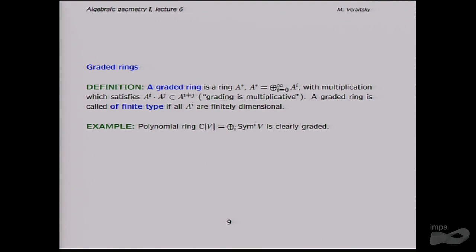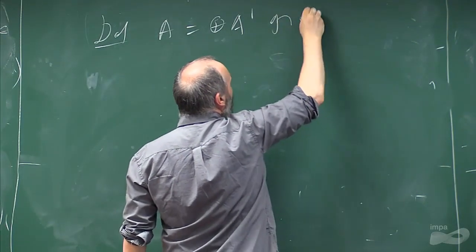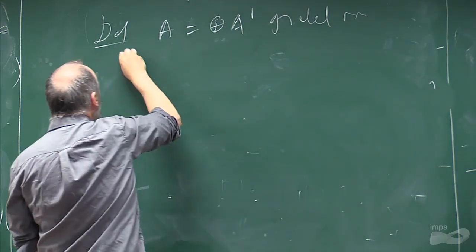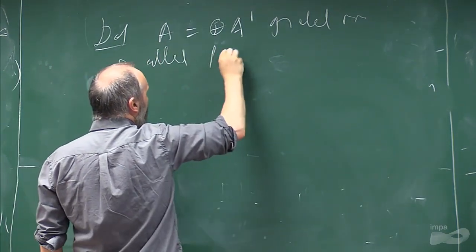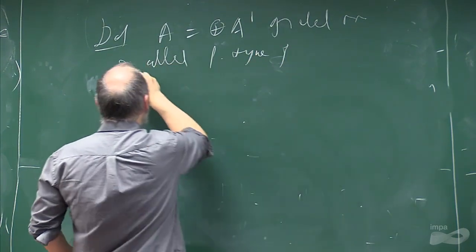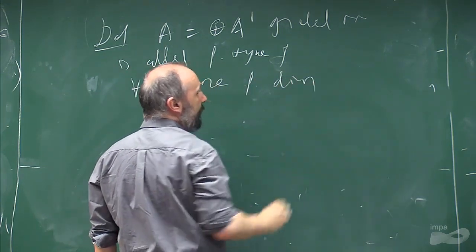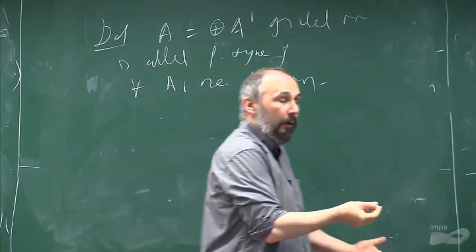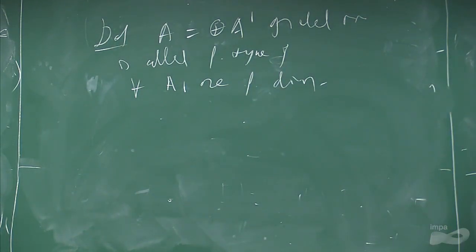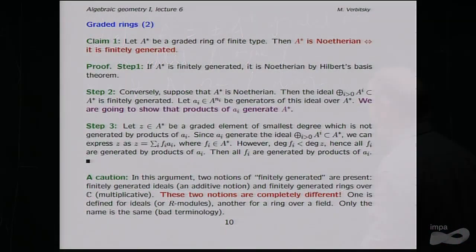Now the definition. A graded ring, a direct sum of A_i, is called of finite type if all A_i are finite dimensional, like polynomials. I mean, polynomials of a given degree form a finite dimensional space. Or even polynomials. This is another graded ring, which is also of finite type.